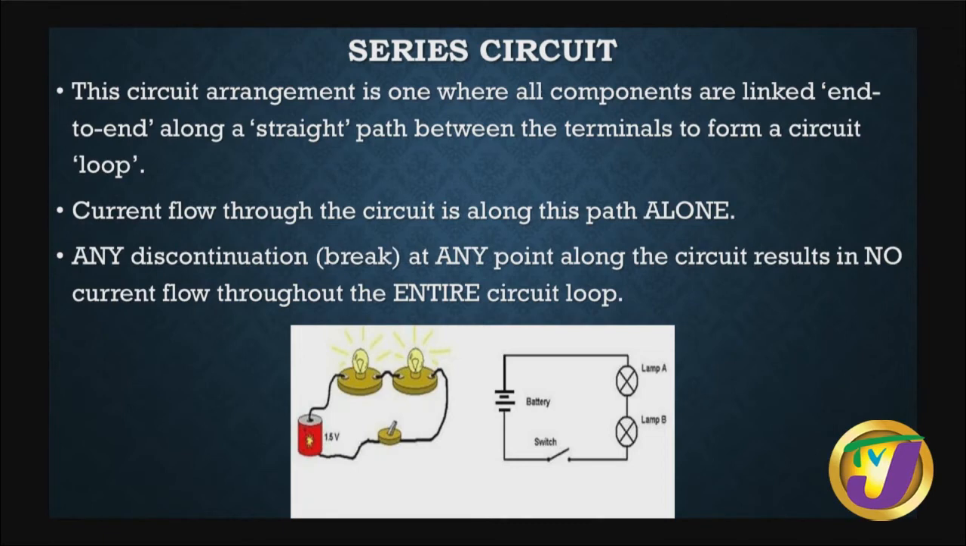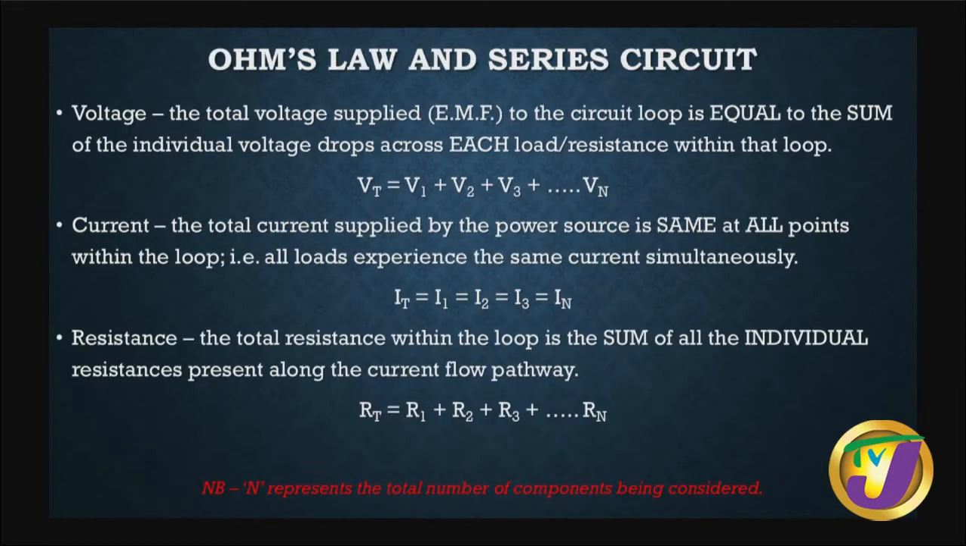So if you remove the wire from the battery, no current. If you take a bulb out, no current. If you remove the switch, no current. Once you create a break, there is no current to flow through a series circuit. Now, this is a bit to absorb, but I'm just going to run through it real quickly. The voltage, current, and resistance are all affected by the type of circuit.